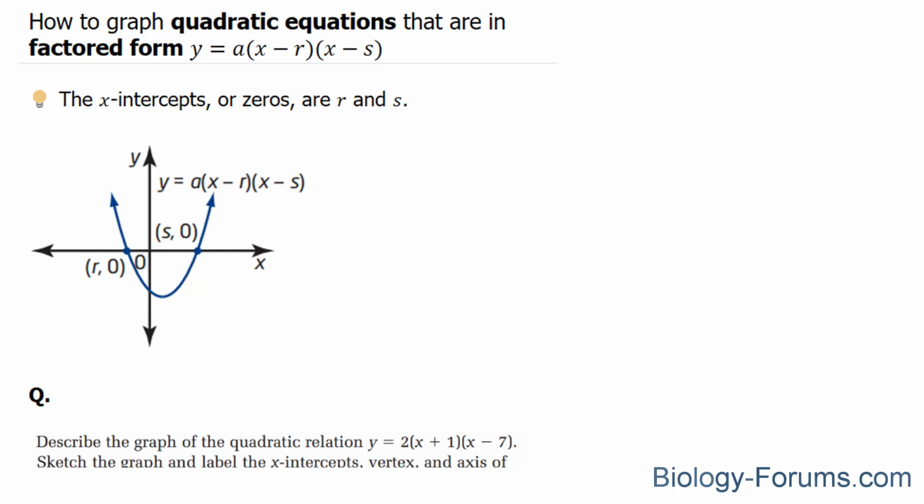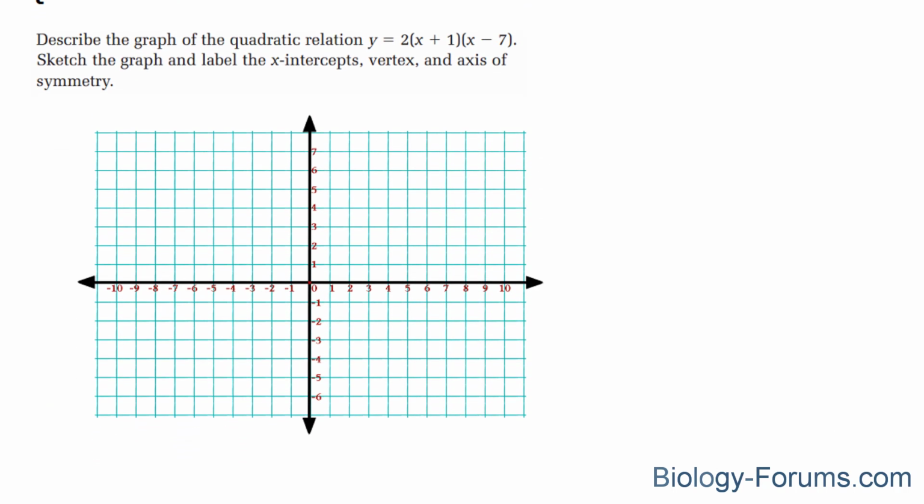To help you understand factored form, we have a question, and in our question, we will be asked to describe the graph of the quadratic relationship y is equal to 2(x + 1)(x - 7). And we are also asked to sketch it. So let's describe it. We can tell just from the get-go that the a value is 2. That means it will compress by a factor of 2.